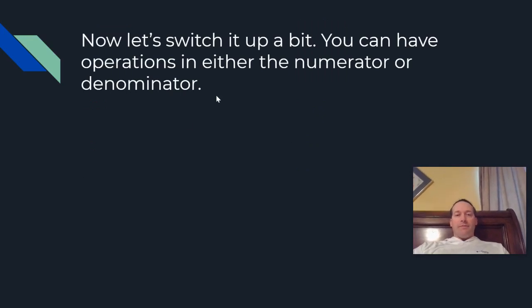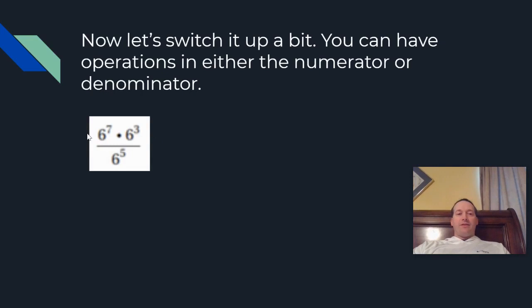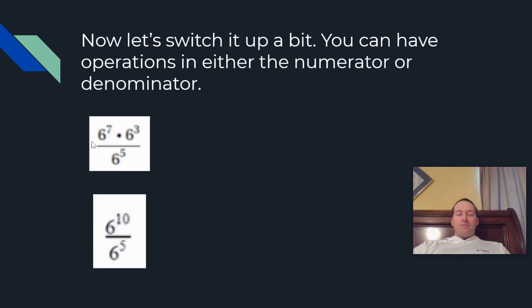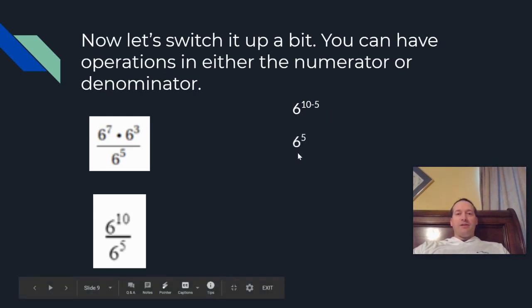So let's switch it up a little bit. Sometimes you can have operations in the numerator or in the denominator. That's totally fine. So something that looks like this: 6 to the 7th times 6 cubed divided by 6 to the 5th. Well, you just do the part in the numerator first. So 6 to the 7th times 6 cubed is 6 to the 10th. Now, once you're in this part, you're doing what you did before. You have the same base, subtract your exponents, and it comes out to be 6 to the 5th.